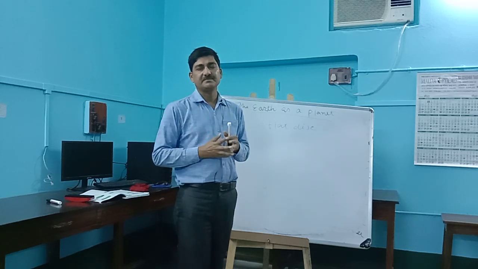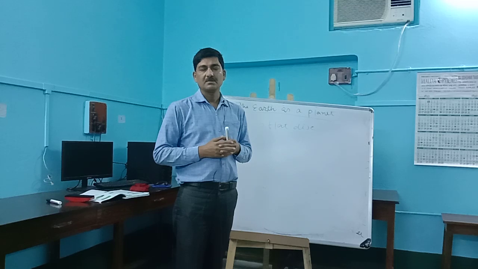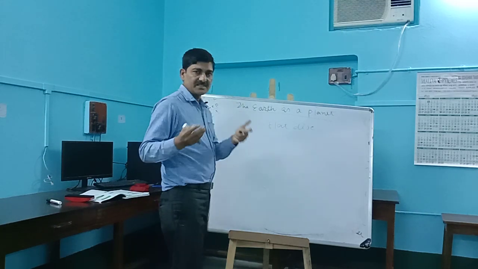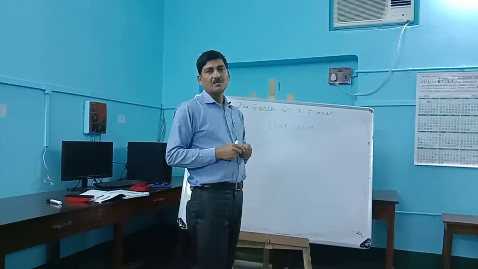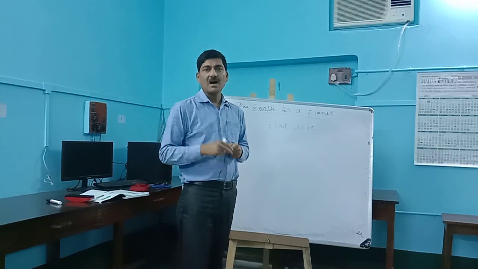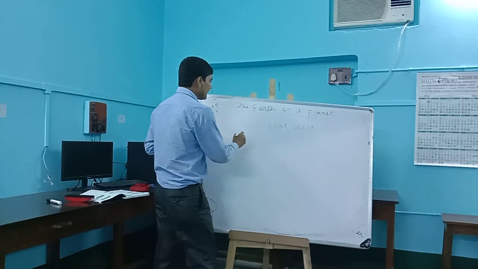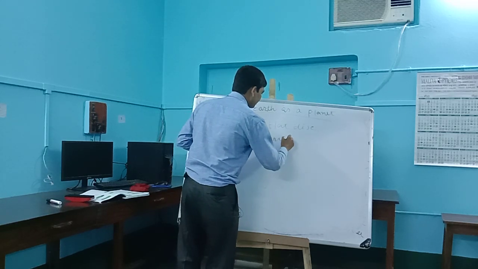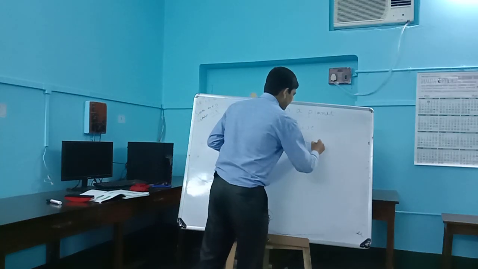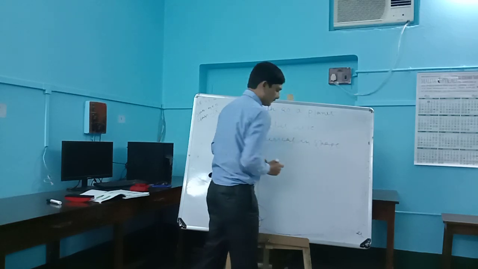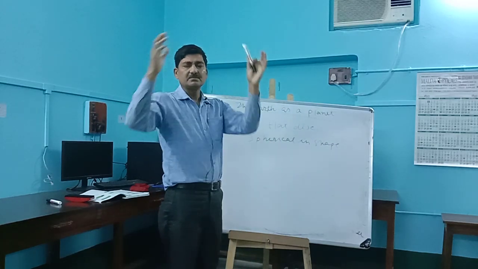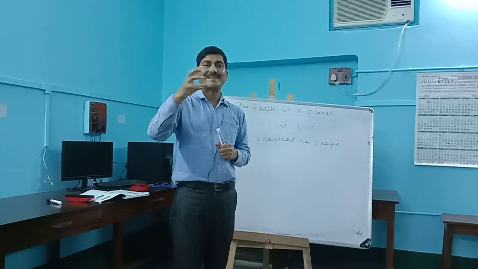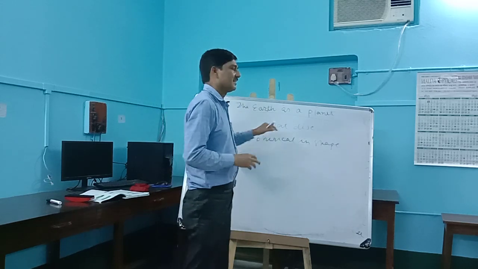But in modern days, what is the shape of the earth? Earth is not flat. Earth is spherical. Spherical in shape. It is all nowadays accepted. Earth is not flat. Earth is round. Earth is circular. Earth is spherical.